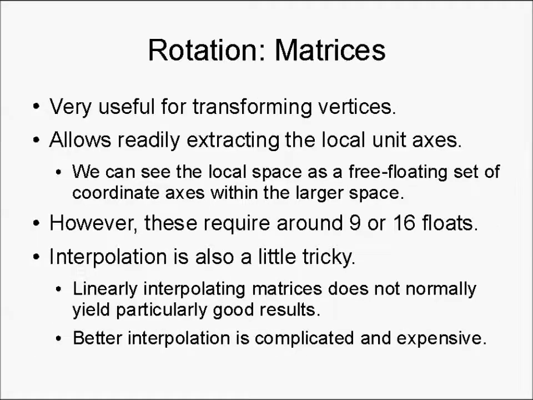Rotation, matrices. Very useful for transforming vertices. Allows readily extracting the local unit axes. We can see the local space as a free-floating set of coordinate axes within the larger space. However, these require around 9 or 16 floats. Interpolation is also a little tricky. Linearly interpolating matrices does not normally yield particularly good results. Better interpolation is complicated and expensive.